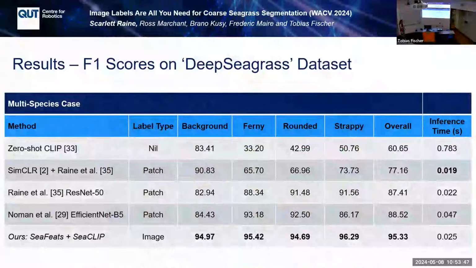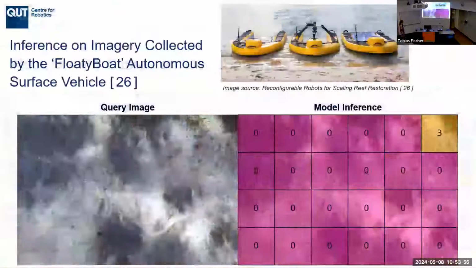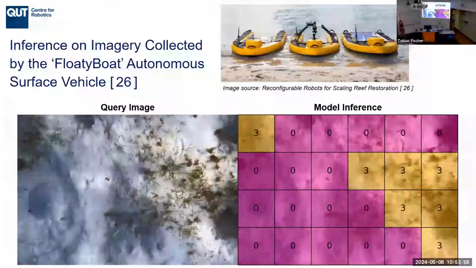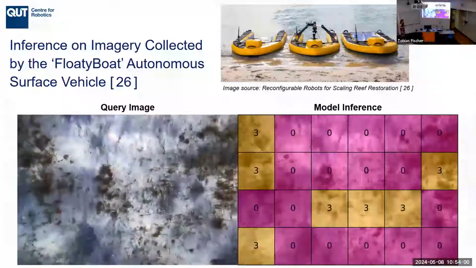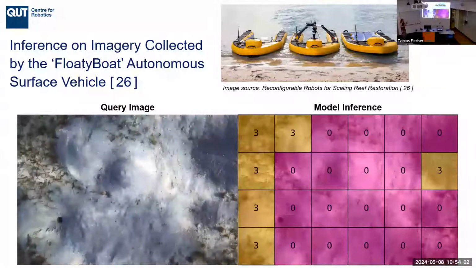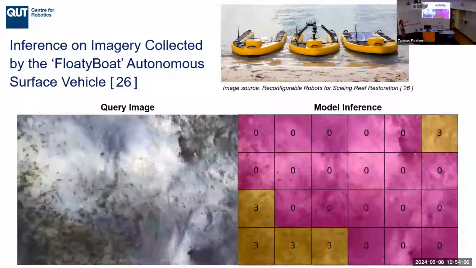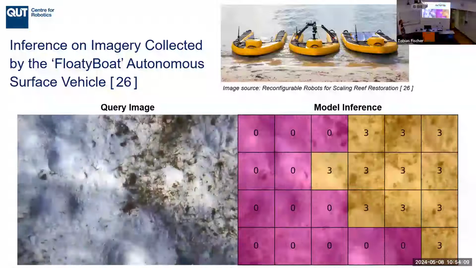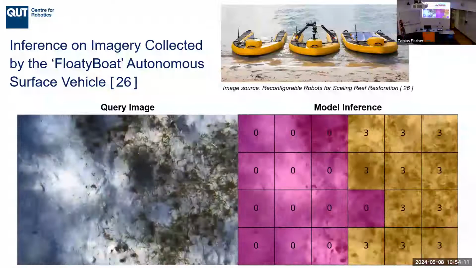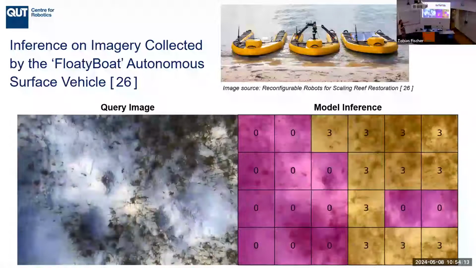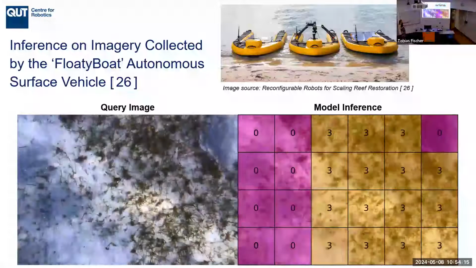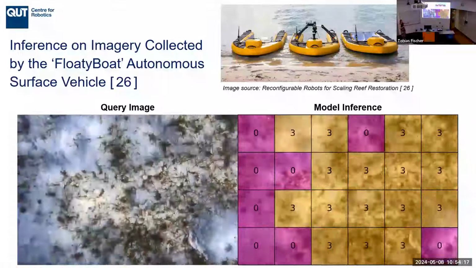What we can see here in the results is that we've improved on the state of the art from 88.5% to 95.3% with our approach. In this work, we also perform a real-world deployment case study. Here we've taken footage collected by the Floaty Boat autonomous surface vehicle, and we're using our approach as seen here on the slide. The yellow color shows classifications of seagrass, and the pink color shows where the model has classified the substrate as background.